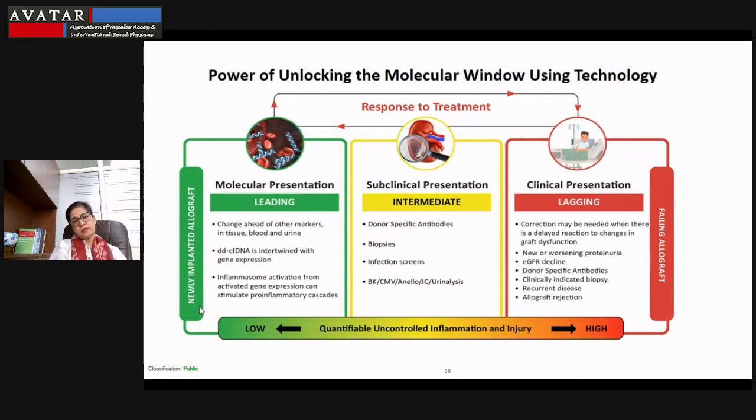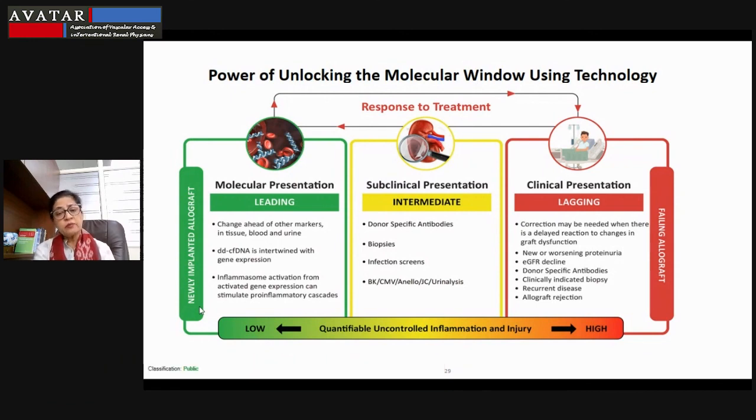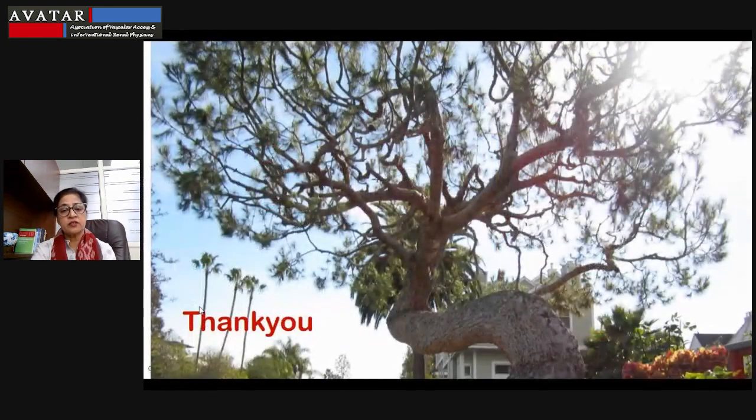And when the subclinical presentation moves on to the clinical presentation, that is when there is worsening of eGFR or proteinuria, high DSA, and clinically indicated biopsies may be performed. There will be recurrent disease and allograft rejection. So the spectrum is huge, and the aim here is to pick up as early as possible, which is the significance of molecular testing in transplantation as of today.